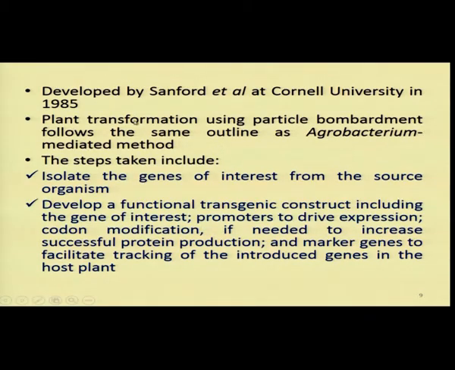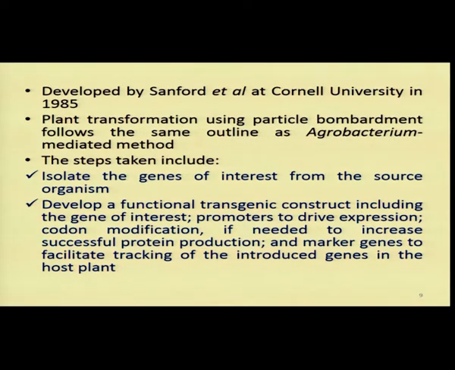So this particular technology for plant transformation was developed by Sanford et al. at Cornell University in 1985. And the steps for plant transformation include: 1. Isolate the gene of interest from the source organism. 2. Develop a functional transgenic construct including the gene of interest, the promoters to drive the expression, codon modification if needed to increase successful protein production, and marker genes to facilitate tracking of the introduced genes in the host plant.